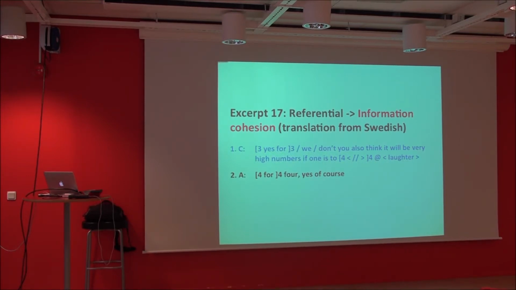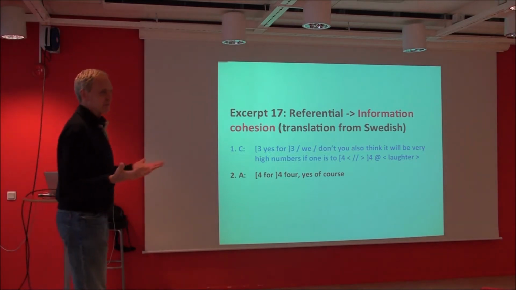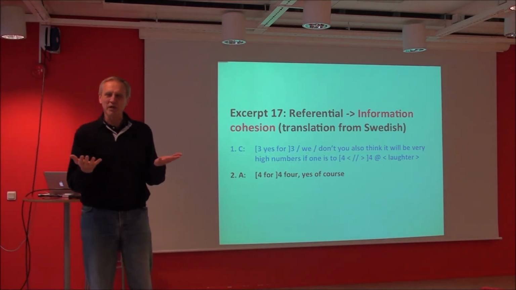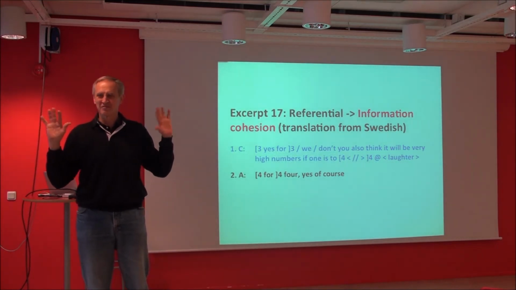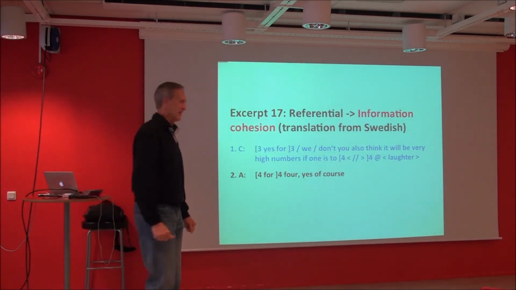Don't you also think it will be very high numbers if one is to for 4 here? So what could high numbers refer to here? I think it refers to the price. But it's things like this that they keep implicit and they don't talk about explicitly. Human beings are able to do that. These systems cannot do it in any way.